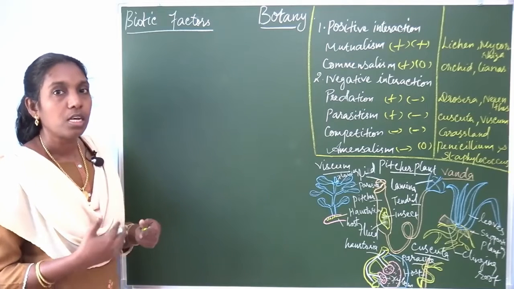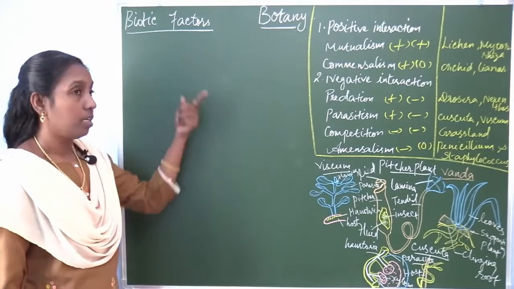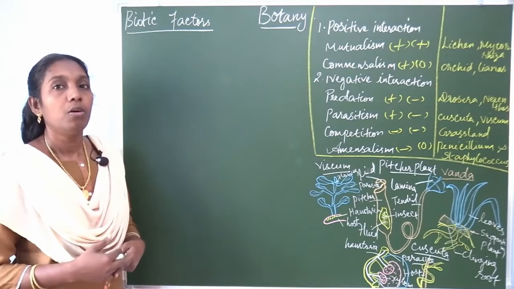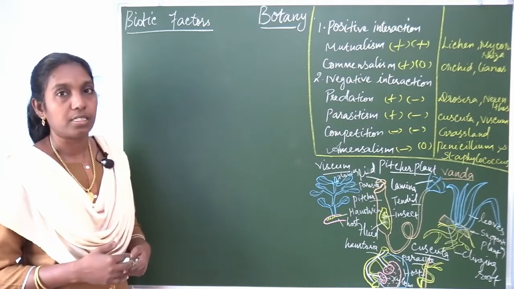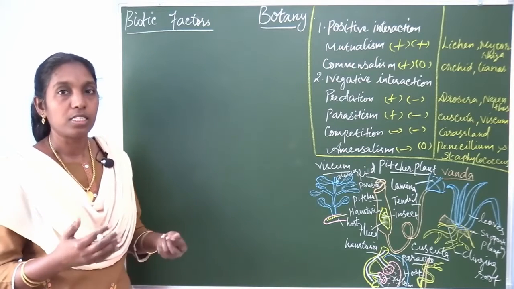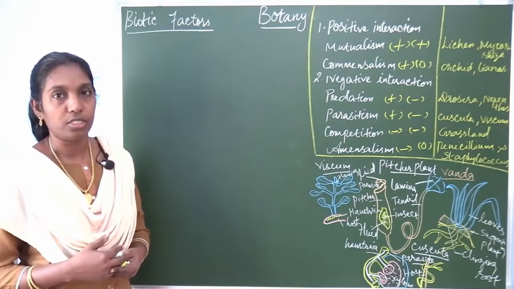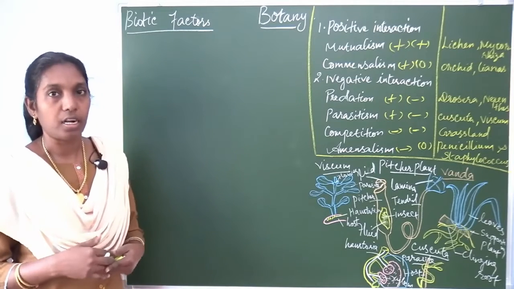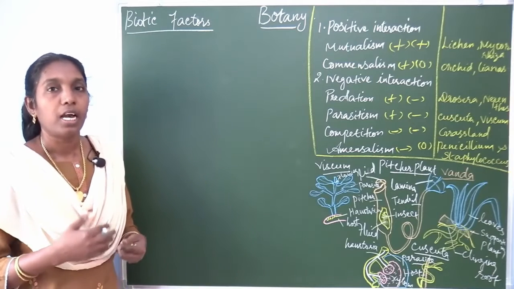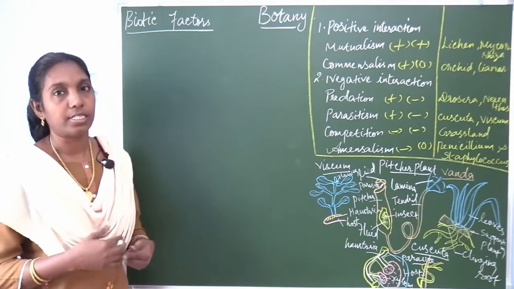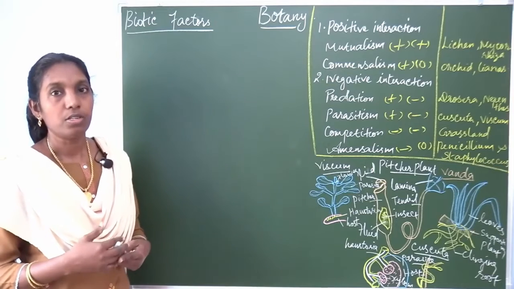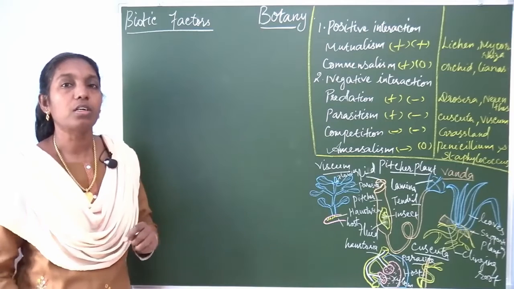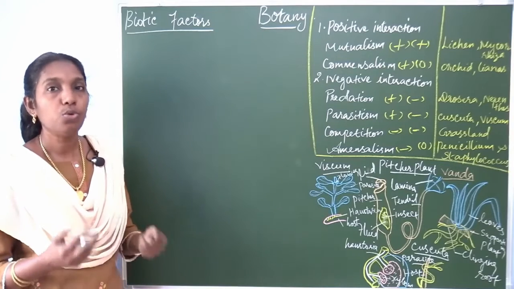Today you are going to study about the biotic factors in ecology. What are the biotic factors? These plants and animals, these living organisms, interact with each other. The plants which live as a community influence one another. Likewise, the animal species also affect the ecosystem. So the biotic factors are broadly classified into two different types.